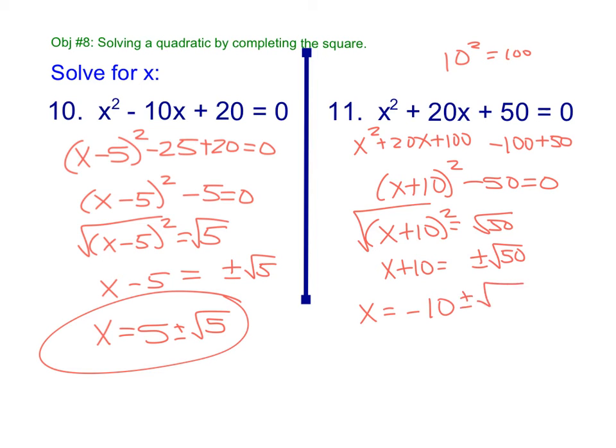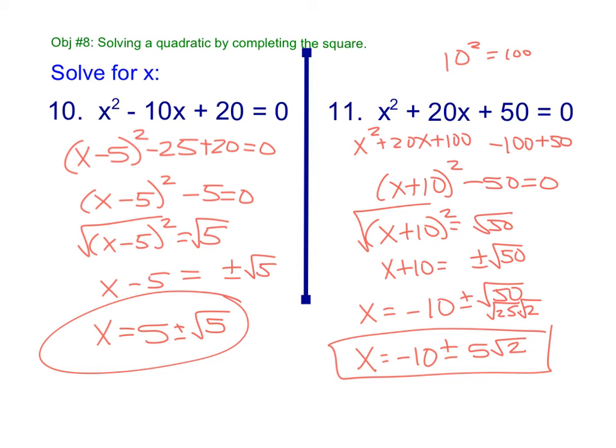Now, look at this for a second. I would actually take a point off on a quiz. Why would I take a point off? Because 50 has a perfect square in it. 50 is 25 times 2. Square root of 25 is 5. So negative 10 plus or minus 5 root 2. And that is your answer.